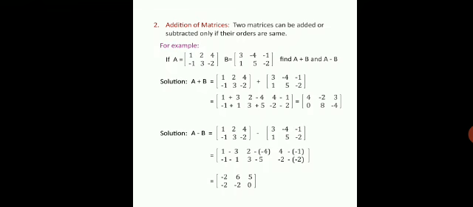So this is the subtraction of matrix A and B, and the simplified form is equal to 1 minus 3 is equal to minus 2, 2 minus of minus 4 is plus 4, that is 2 plus 4 is 6, 4 minus of minus 1 is plus 1, 4 plus 1 becomes 5, minus 1 minus 1 is equal to minus 2, 3 minus 5 is equal to minus 2, minus 2 minus of minus 2 is plus 2, that becomes minus 2 plus 2 is equal to 0.